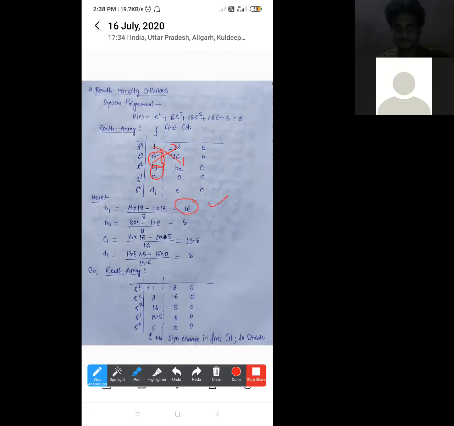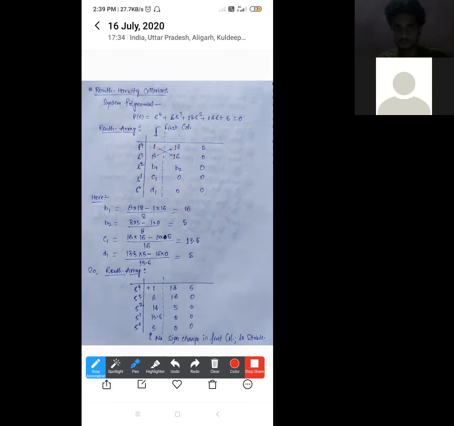The next parameter is B2. In similar fashion, we calculate B2: (8 into 5 minus 1 into 0) divided by 8. If we calculate this, it is equal to 5. Similarly, we have calculated C1 and D1. C1 is 13.5 and D1 is 5. We put these values of B1, B2, C1, and D1 in the Routh array, so we get the Routh array like this and have completed it.